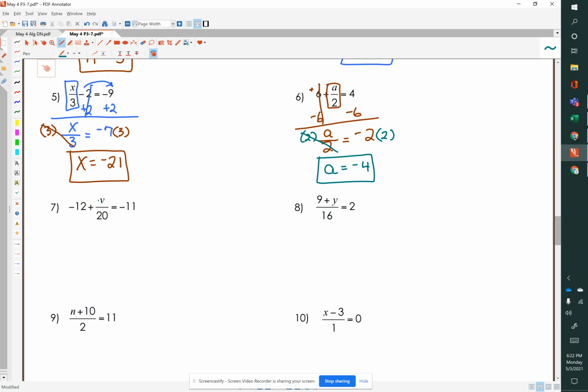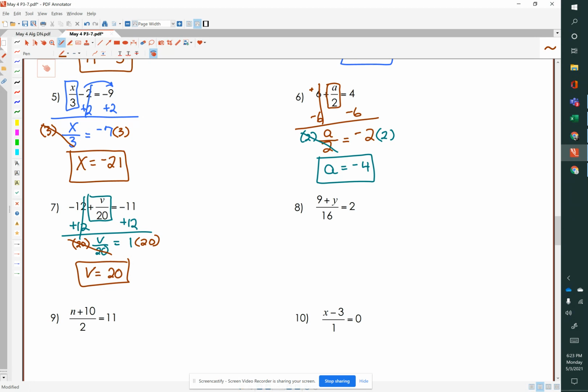Number 7, what is happening to the variable? Well, we have v being divided by 20, but before that, we've got this negative 12. So we're going to add that 12 to both sides of the equation, which will cancel it on the left, and negative 11 plus 12 is a positive 1. So now we have v divided by 20 equals 1. So if v is being divided by 20, in order to isolate v, we will multiply by 20. And that would give us v equals 1 times 20, which is 20, as our final answer.